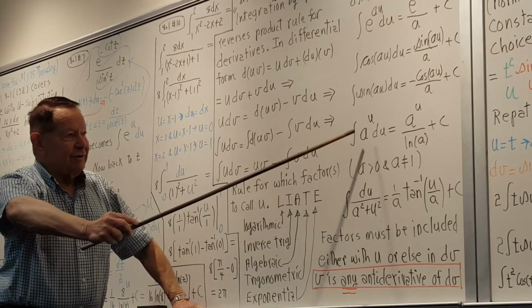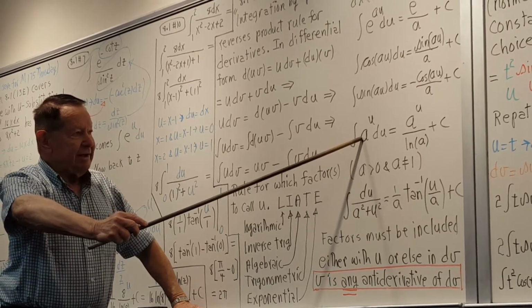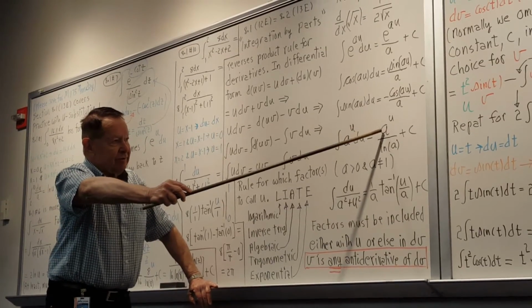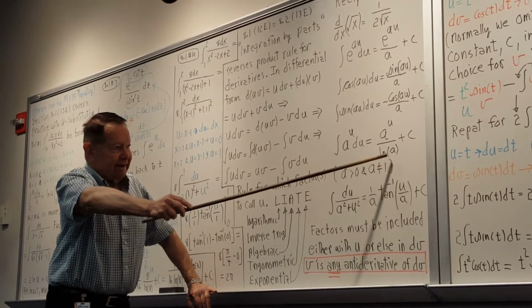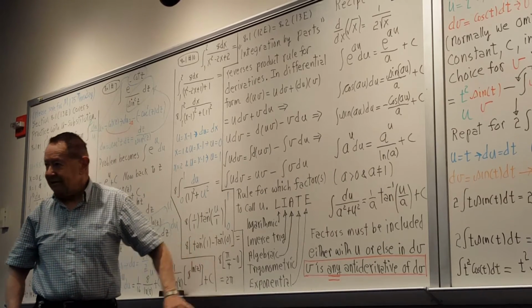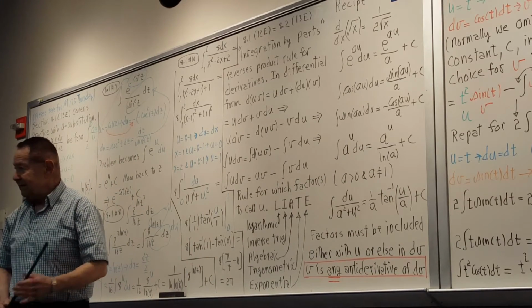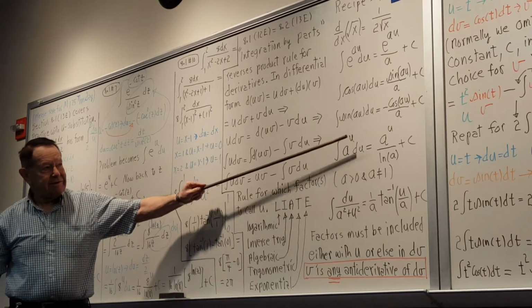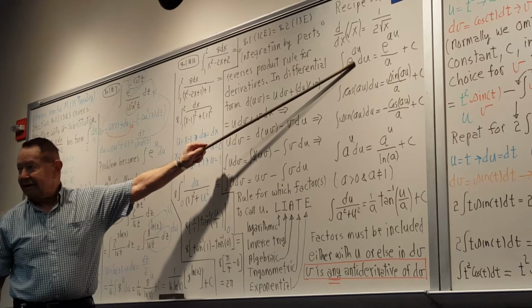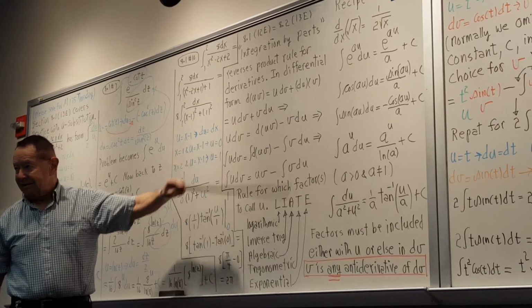If you take this formula and let a become e, then your integral e to the u would be e to the u over ln of e, which is 1, and then that just gives you e to the u, which you know is right. So this is the generalization, really, of the e to the u recipe that's up here.